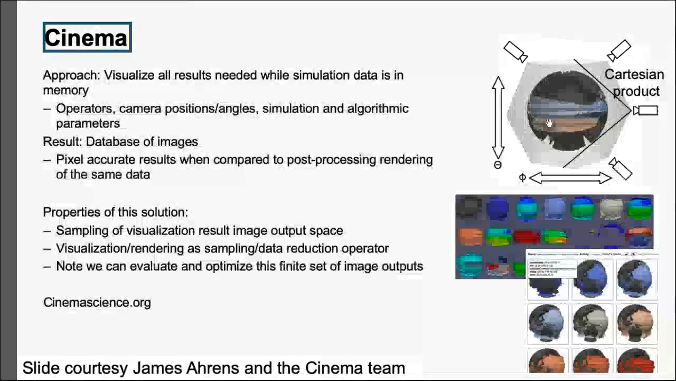So this is one possible approach, Cinema. And if you go to cinemascience.org, there's code there. They explain the format of the databases, which is really easy to use. Essentially, just creating a comma-separated table of values from images that you already have, and that you can plug into a browser viewer, and with that you have an interactive image viewer for this specific data.